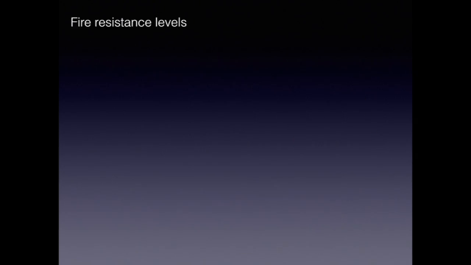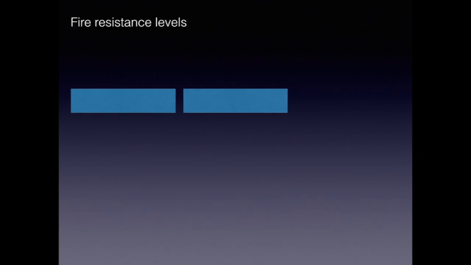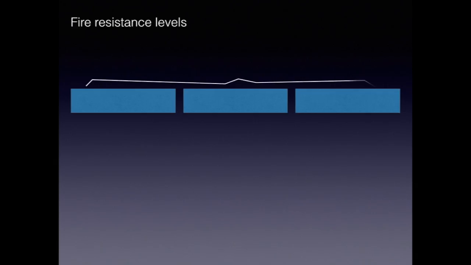An FRL is the necessary resistance against fire required of an element. It is expressed in minutes for each of the 3 categories. The 3 categories are structural adequacy, integrity, and insulation.